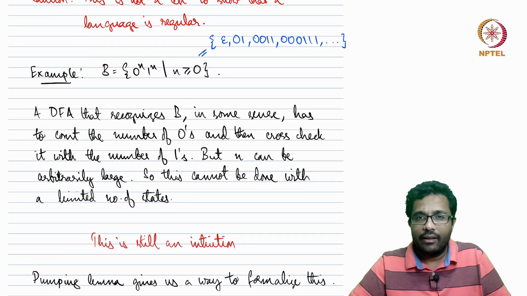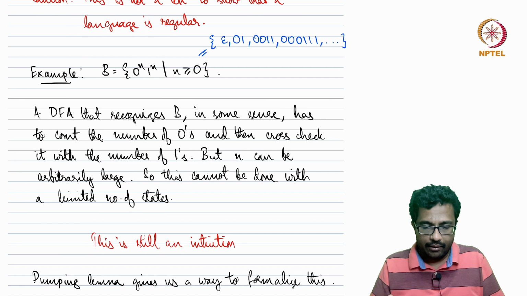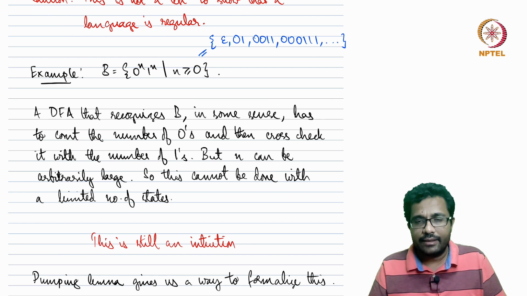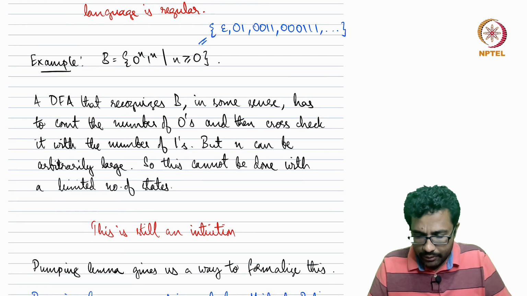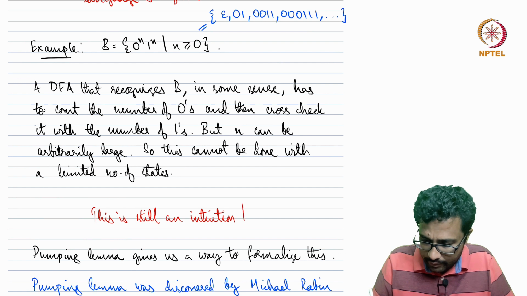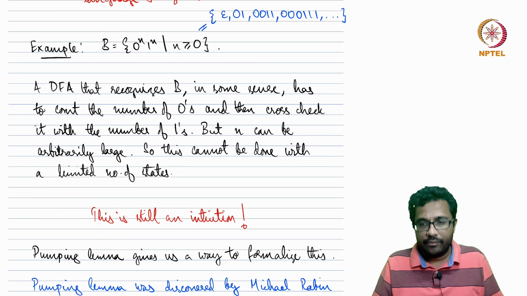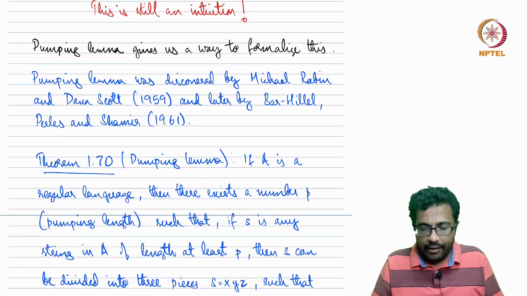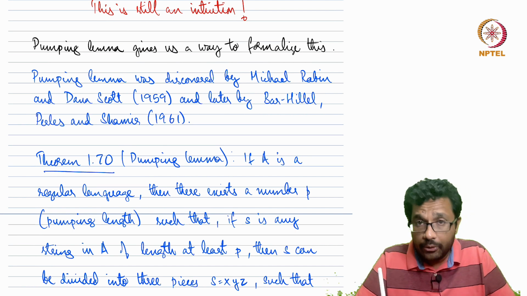So let's see. Pumping lemma will give us a clear proof that this is not regular, right? We'll not see the proof in this lecture. We'll see the proof in the next lecture. But in this lecture, we'll see the pumping lemma itself, right? So this is still an intuition, and one has to remember this. We cannot say that it has to count. Pumping lemma gives us a way to formalize this, and this is pumping lemma for regular languages.